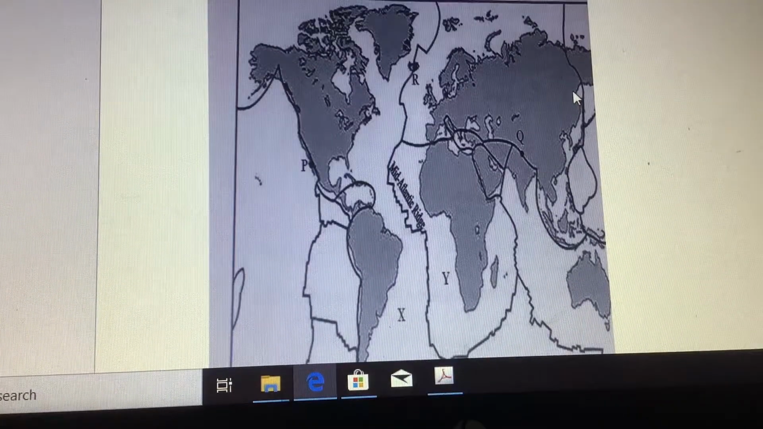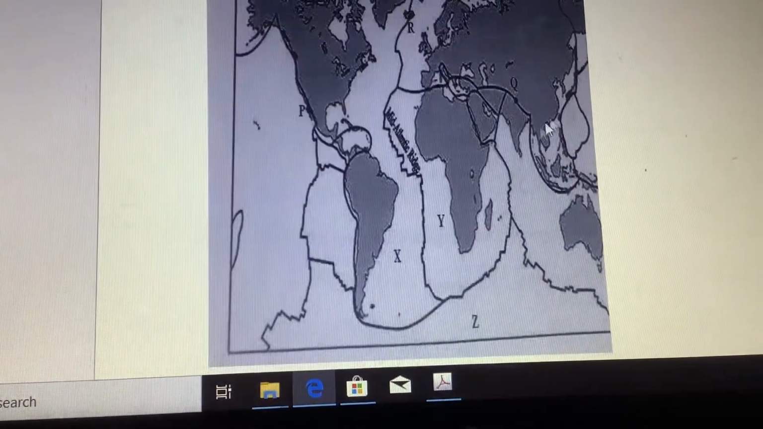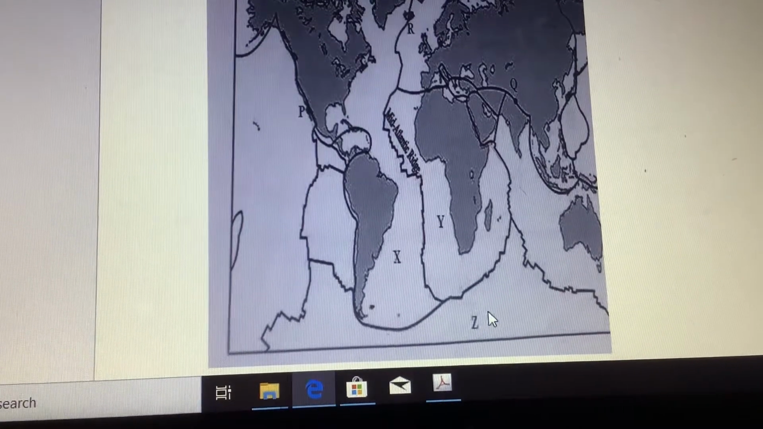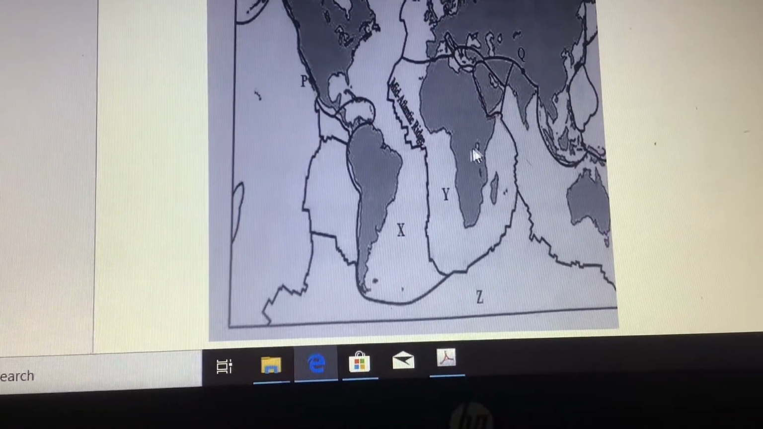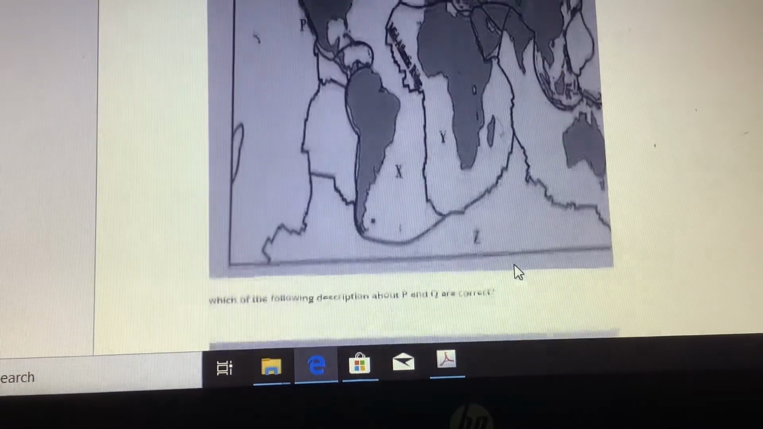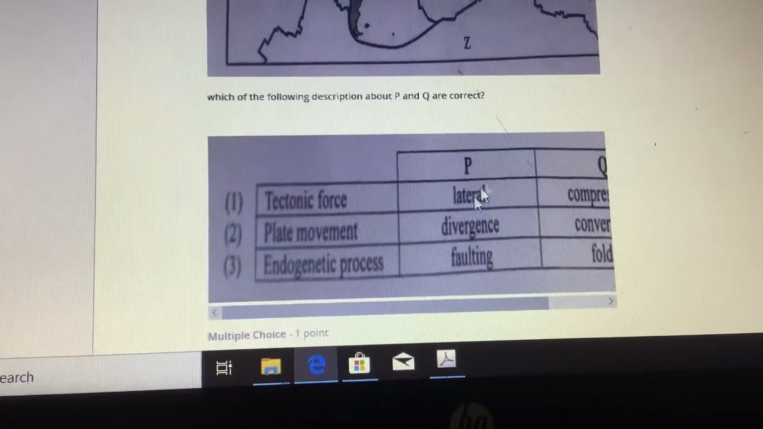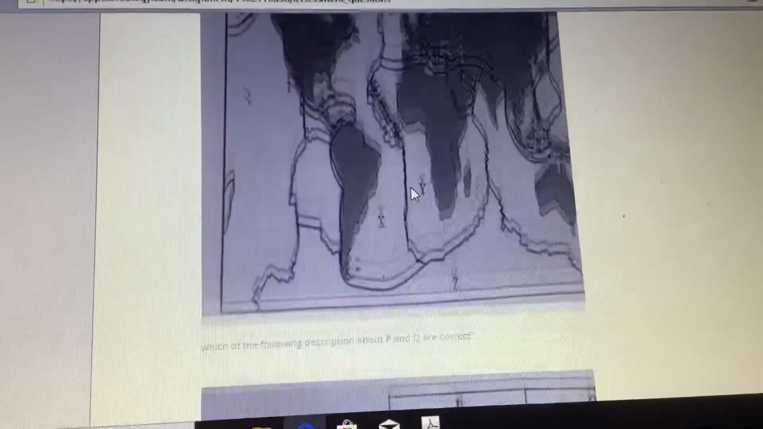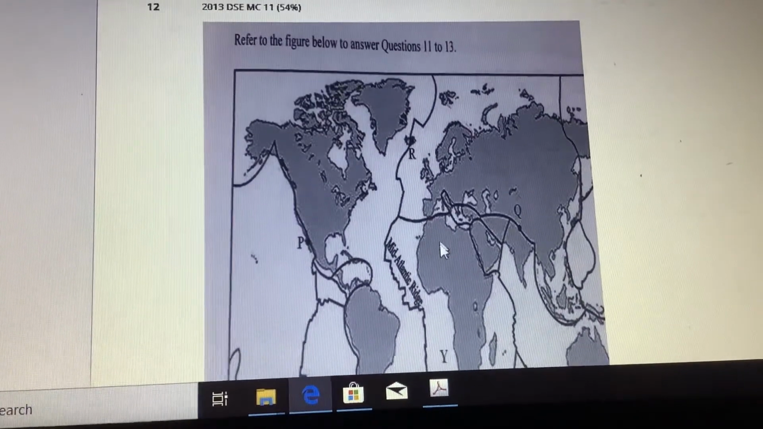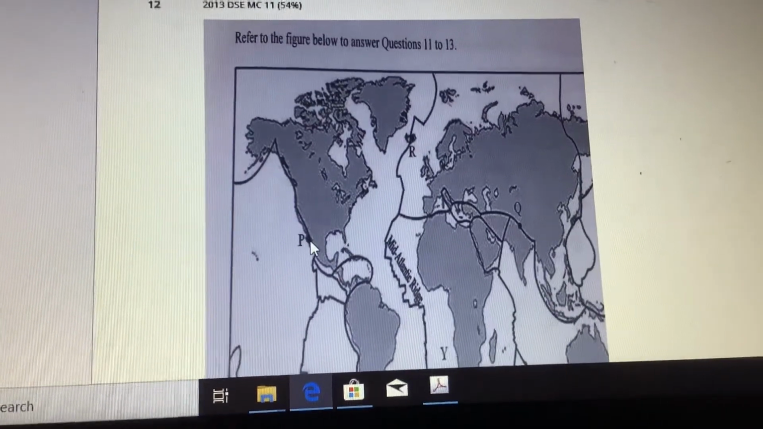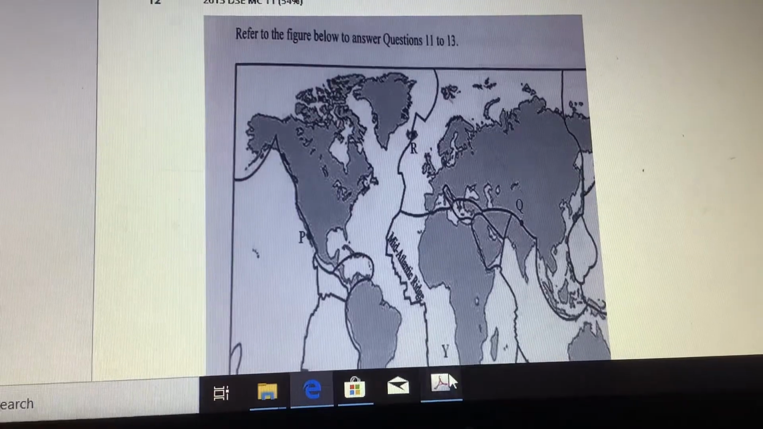Number 12. You can see X, Y, and Z. X is the South American plate, Y is the African plate, and Z is the Antarctica plate. So what is happening? Where's P? P is right here. This one is the San Andreas fault, as I showed you here.